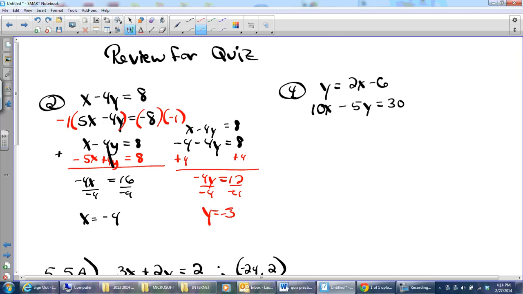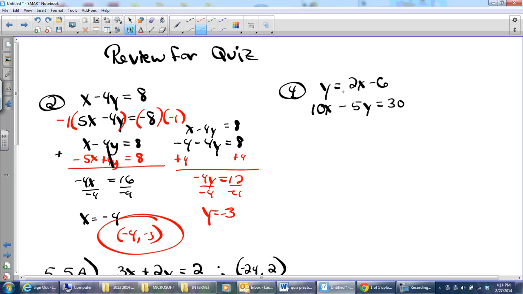There we go. So my solution is negative 4, negative 3. And so that is a consistent, independent system. It's consistent because there is a solution. It's independent because there's only one. All right. Problem number 4.